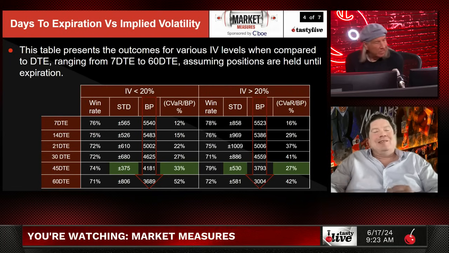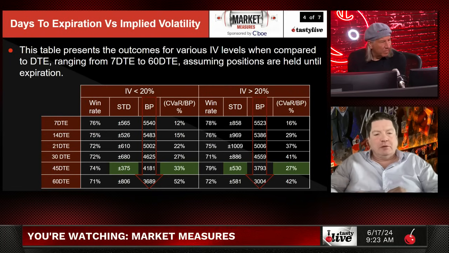If it's lower, it tends to predict lower price movements, and that's what you're seeing. You're seeing lower standard deviations when the vol is less than 20 versus higher than 20. And these are standard deviations of the returns. The buying power, and this is a really critical thing, the buying power is basically the same too.